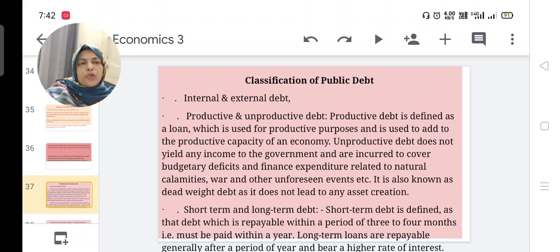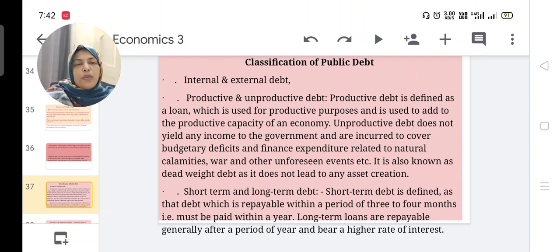The next one is productive and unproductive debt. Productive debt is defined as a loan which is used for productive purposes, and it adds to the productive capacity of an economy. Unproductive debt does not yield any income to the government and is incurred to cover budgetary deficits and finance expenditure related to natural calamities, war, and other unforeseen events. It is also known as dead weight debt, as it does not lead to any asset creation. It does not create any profit for the nation.